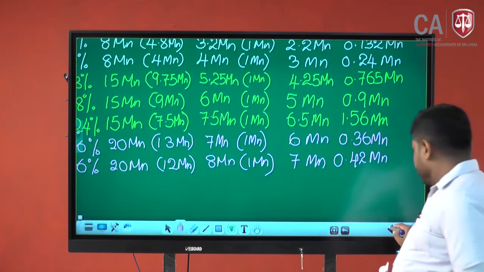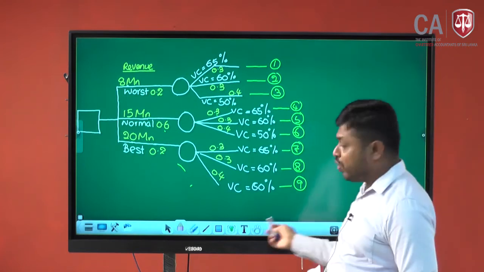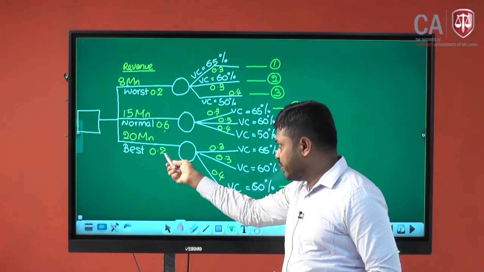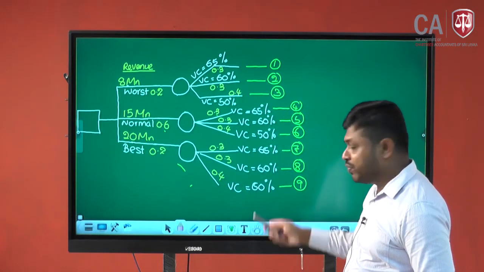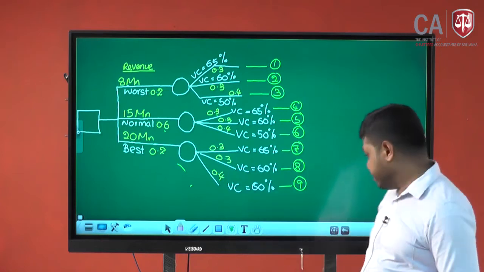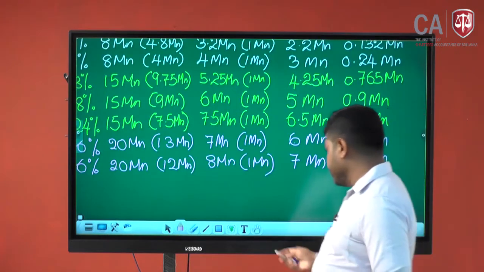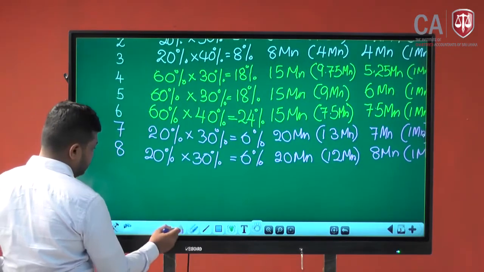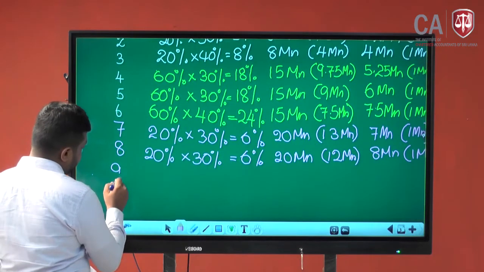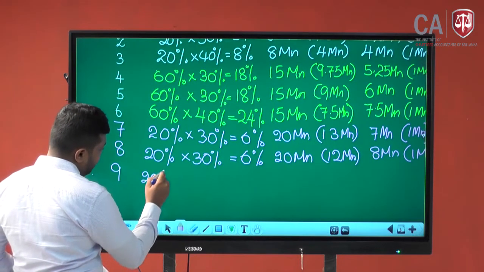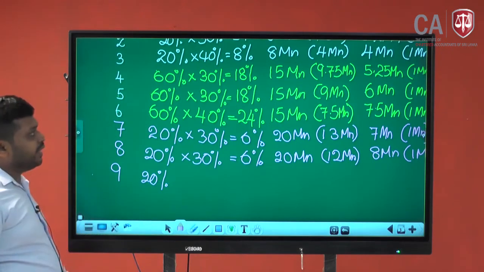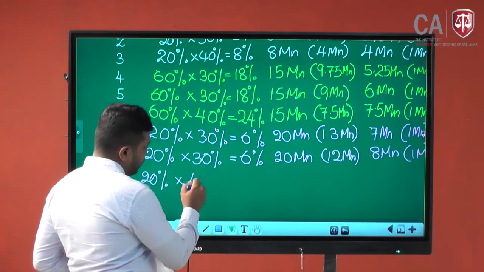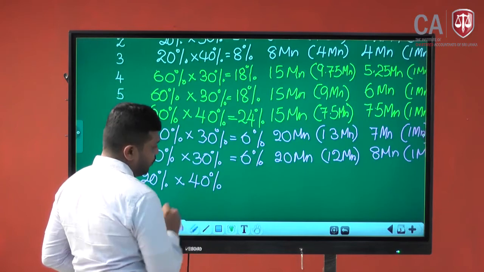Okay. The last option, best case scenario, revenue will be 20 million, probability 20%, variable cost will come to 50% of the revenue. There is a probability of 40%. The last option, the 9th: there is a 20% probability you will operate in a best case scenario. There is a 40% probability your variable cost will be 50% of the revenue.